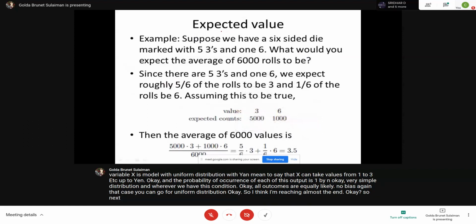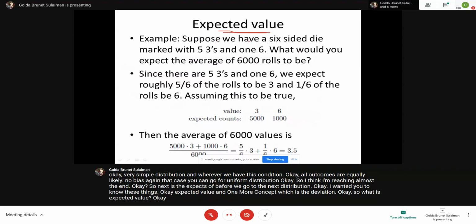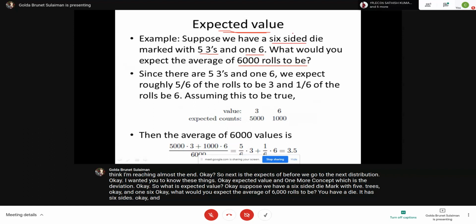Before we go to the next distribution, I wanted you to know expected value and one more concept, which is the deviation. So what is expected value? Suppose we have a six-sided die marked with five 3s and one 6. What would you expect the average of 6,000 rolls to be? You have a die with 6 sides, and out of 6 sides, 3 sides have 3.